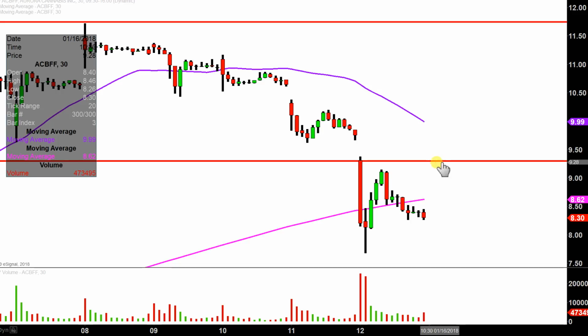Yeah, 930 is that key one, but before you even talk about doing battle with 930 and getting back up above it, the bulls' first accomplishment needs to be getting back up above the pink line right there, the 200 period simple moving average.